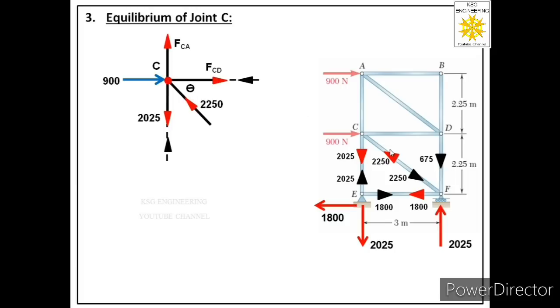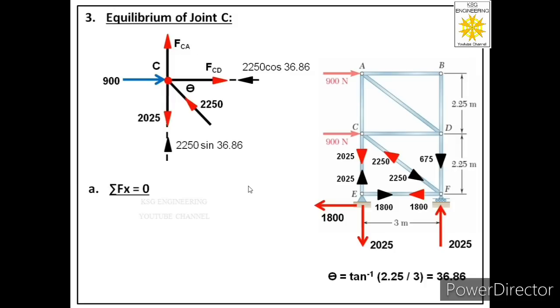This theta is over here, and this angle is equal to this angle. These are alternate angles, and this angle we have already found. This is equal to 36.86. So this is also 36.86. So it means this component will be a cos component and this is a sine component. So we will label it as 2250 cos 36.86, and this will be 2250 sine 36.86. So we are ready with the free body of joint C.